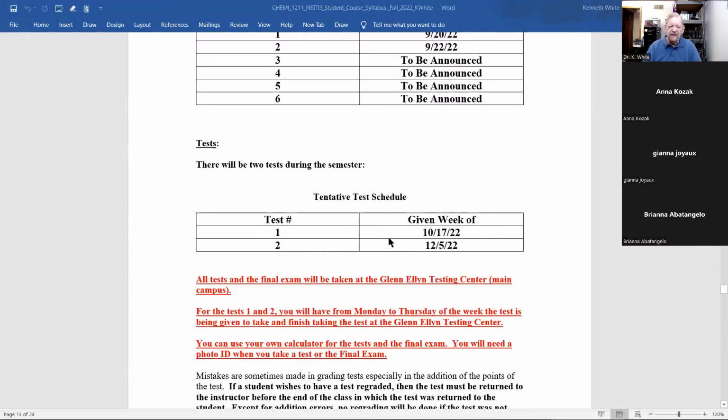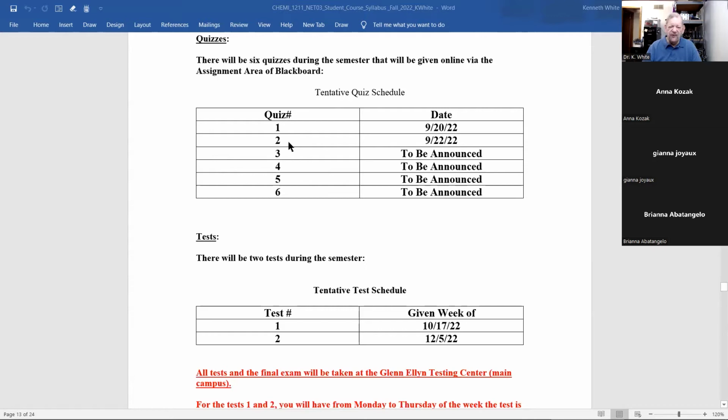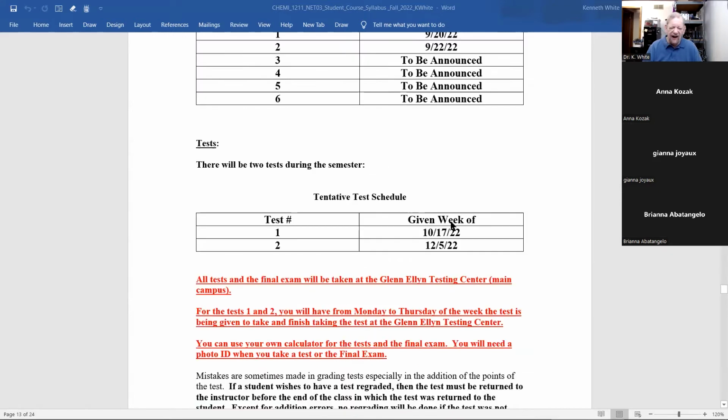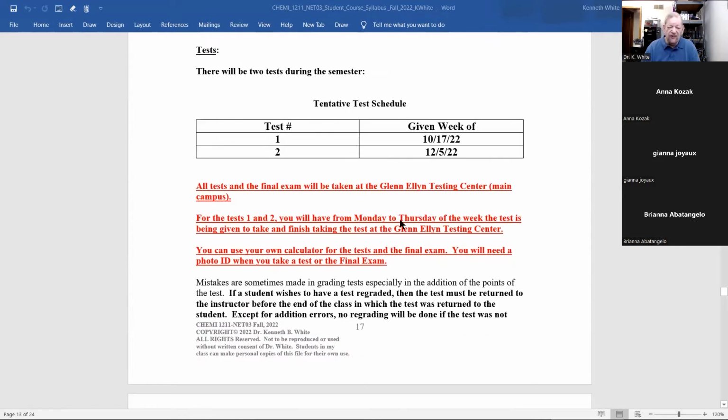Now, for quiz 1 and 2, I've already got the dates. After quiz 2, I will give test number 1, and the date hasn't changed for that. Test number 1, you have to take at Glen Ellen Testing Center. Same thing with test number 2. Both of these dates are the same as my previous syllabus. You need to take these tests at the Glen Ellen Testing Center.